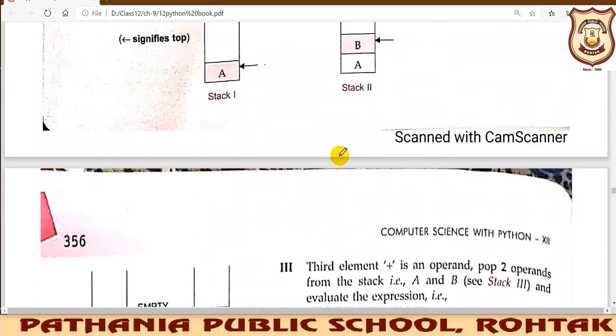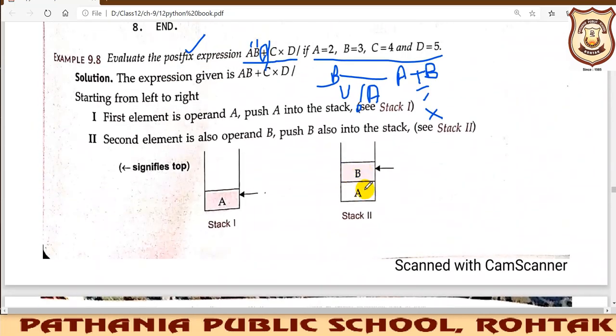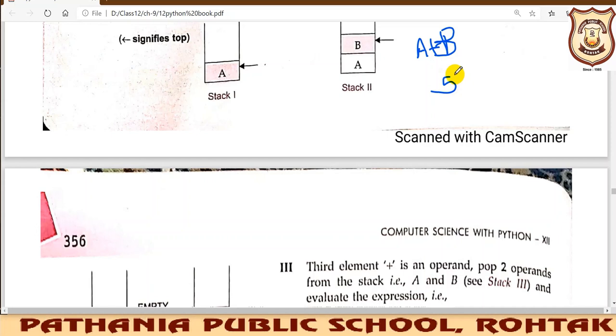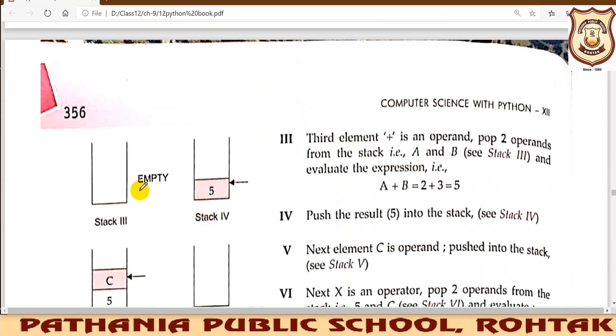So now these two operands, A and B, will be popped out. Because we have received one operator, we will perform A plus B, and we know the values of A and B. A is 2 and B is 3. So how much will we have at the end? 5. Whatever result we have retrieved, we will put it into the stack like this. Now the top of the stack will be pointing to the result we have obtained.